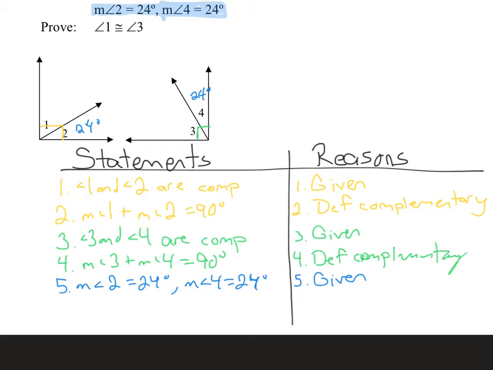Now, anytime you have two things that are said to be equal, for example, measure of angle 2 is equal to 24, you can substitute that in. So I'm going to make a new statement here, and wherever there was the measure of angle 2, I'm going to plug in 24 degrees. And what allows me to plug in equivalent values is your substitution property of equality.